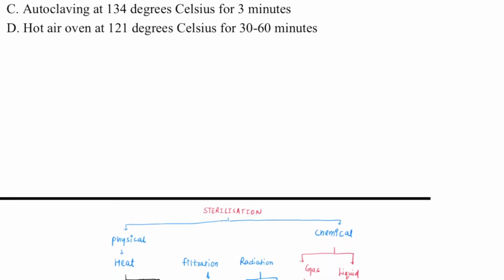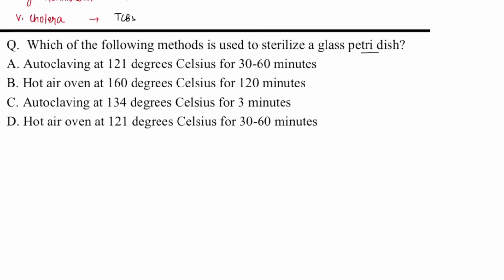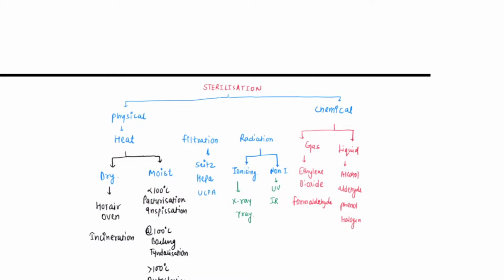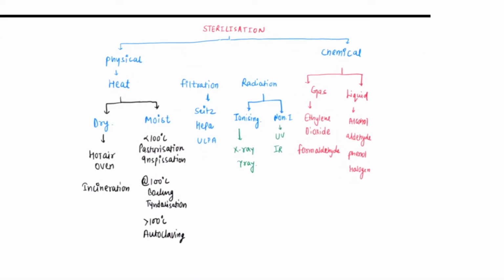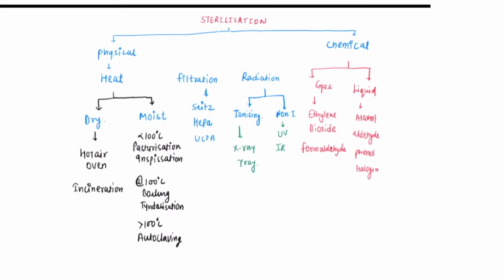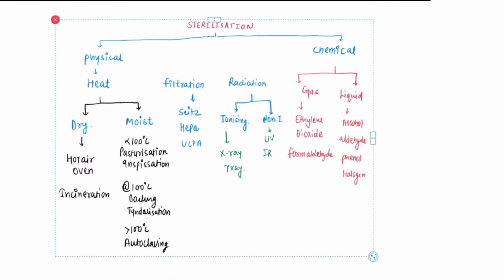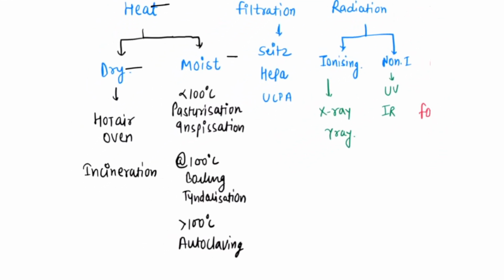So we will be using, look here, hot air oven. I would be telling you about the important things about all these sterilization. Basically, sterilization is divided into two parts. We will have a physical method and a chemical method. In physical, we are using heat, which can be dry heat or moist heat. Moist heat means they will be using steam. Dry heat means we will be having the hot air oven.